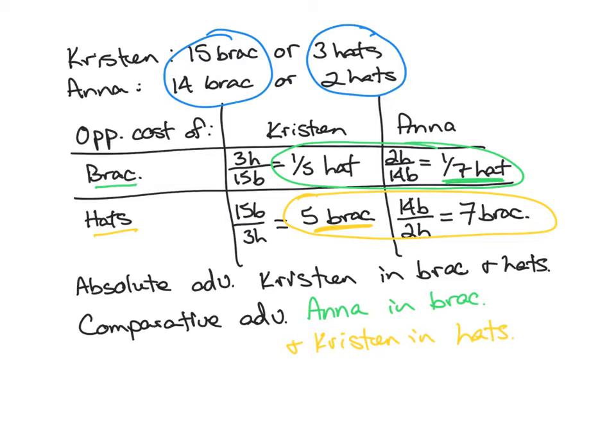Okay, part C asks us to assume a 20-hour work week for both Kristen and Anna, and to graph the production possibility frontier for each of them, and to write an equation describing that production possibility frontier. All right, so Kristen, we determined, had a comparative advantage in hats. So let's start with Kristen, and then over here we'll do Anna.